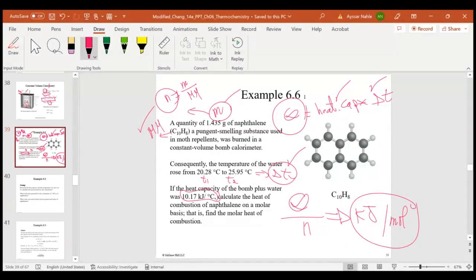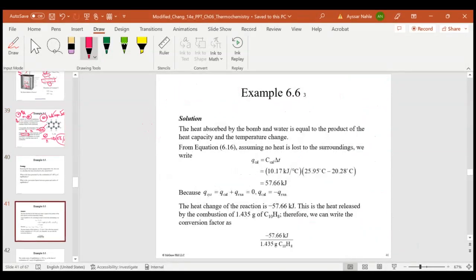Let's see what they have done in there. I don't care about the strategy. Let's go in there, and that's what we said. We said the Q is equal to the heat capacity, which they give to us, multiplied by delta T. And we got that much for the Q in here.